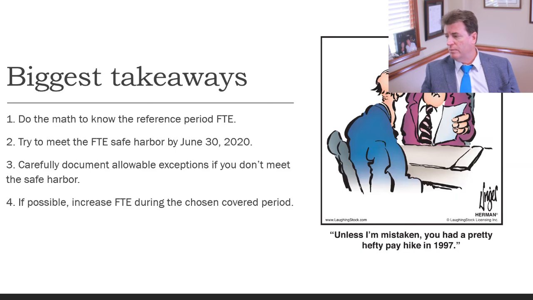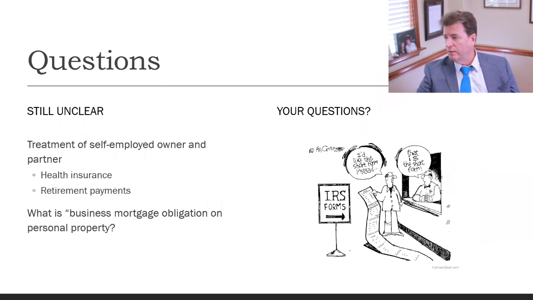Carefully document the allowable exceptions if you don't meet the safe harbor, so you can add back for people that quit or people that refuse to come back. And if possible, increase your employees during the covered period, so you get the number of people you have on payroll back up. It's about the number of people on payroll. And wow, as you saw, just a 15% reduction for a $69,000 loan is $9,000 that you're going to end up paying back instead of keeping as a grant. So I think that's a really big takeaway.